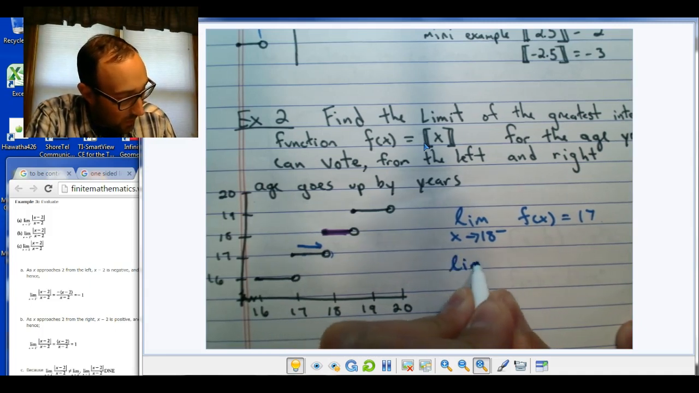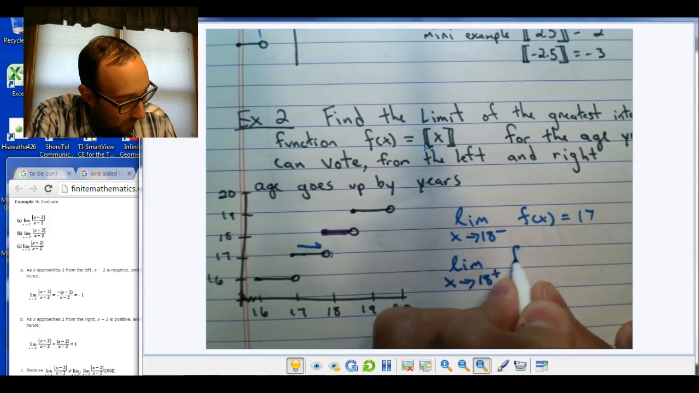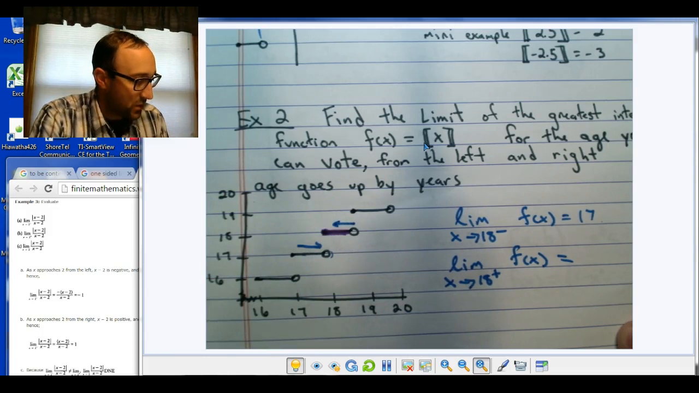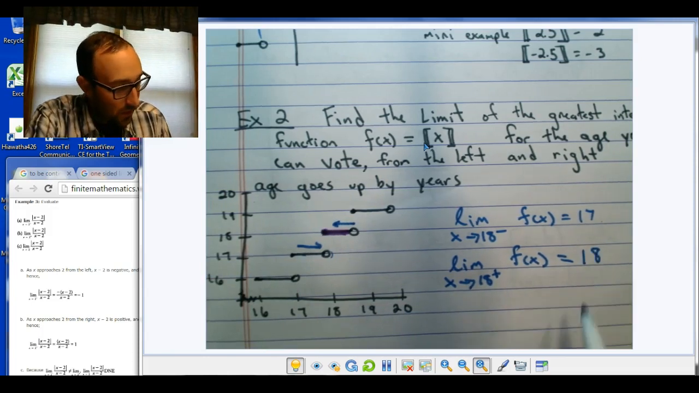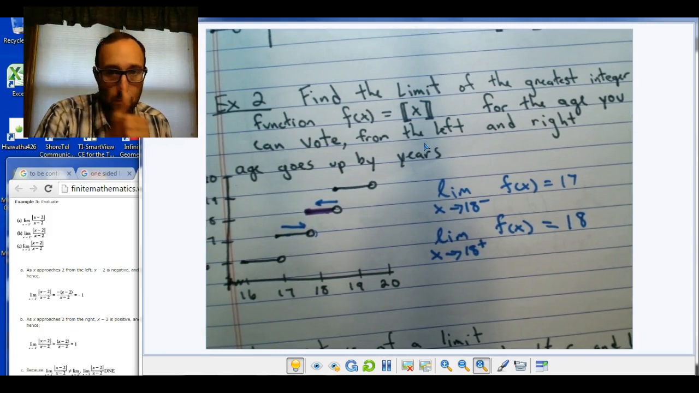The limit as x approaches 18 from the right side of f of x is going to equal, now we're going back this way, and we're going to say it's going to be 18. So if you turned 18 yesterday and voting is tomorrow, you're good. You can do it, right?